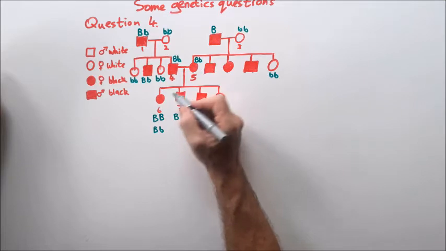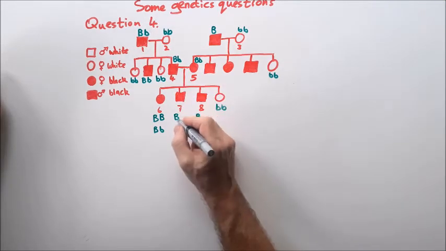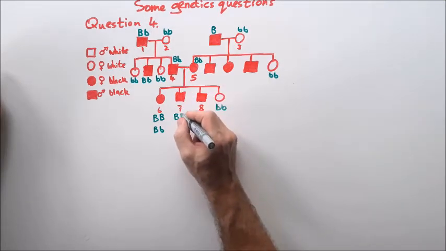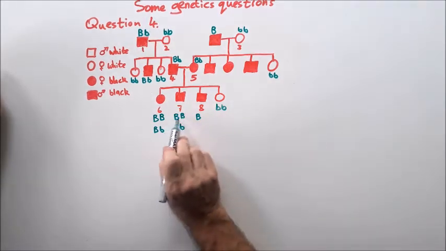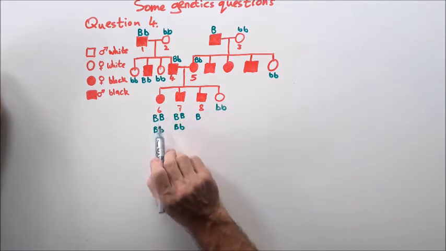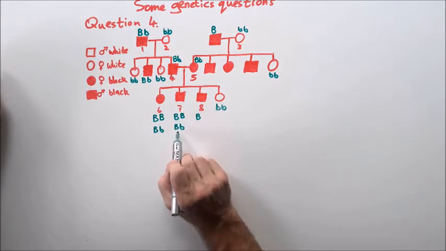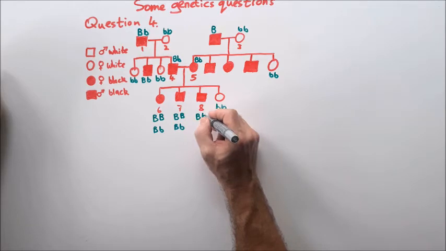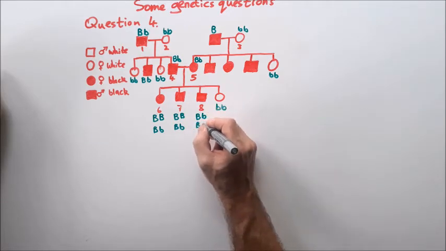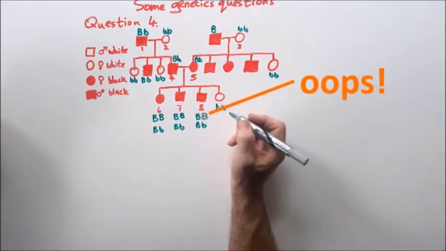Number 7 is exactly the same. It has to have a big B, but it could be big B, big B or it could be big B, small b. In other words, these two are exactly the same. Homozygous or heterozygous. Homozygous or heterozygous. This particular one will be exactly the same. Big B, small b.